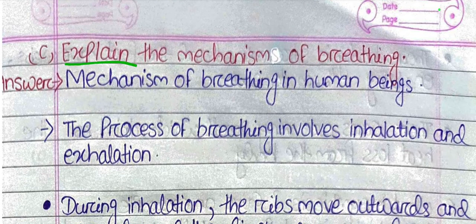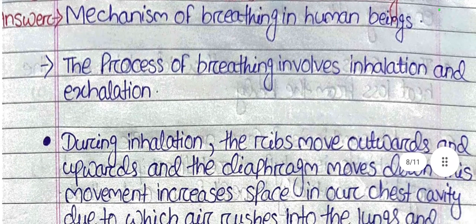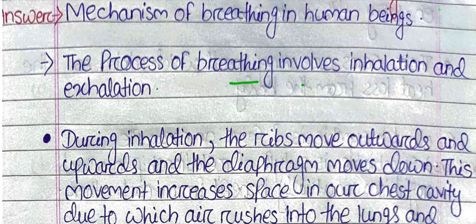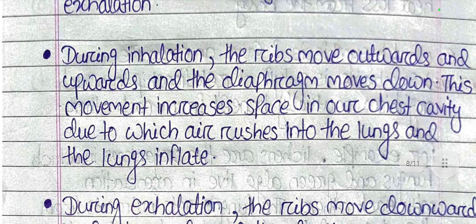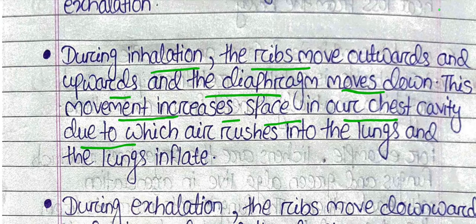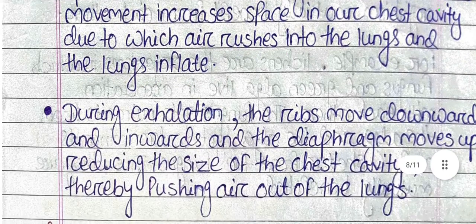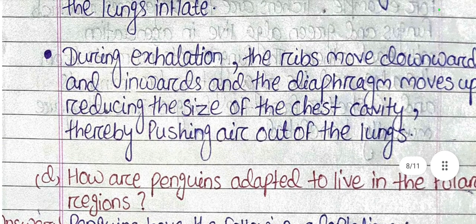Then question number C. Explain the mechanism of breathing. The process of breathing in human beings involves inhalation and exhalation. During inhalation the ribs move outward and upward and the diaphragm moves down. This movement increases space in our chest cavity, due to which air rushes into the lungs and the lungs inflate.